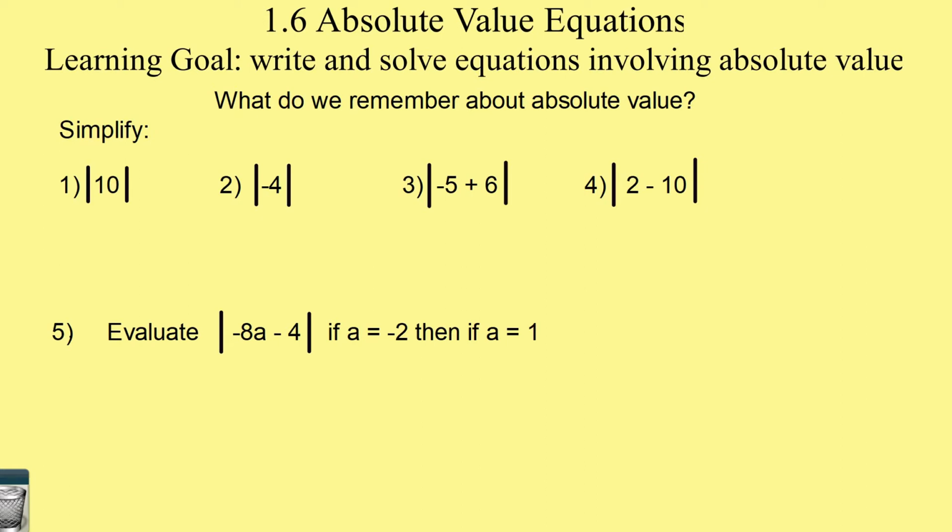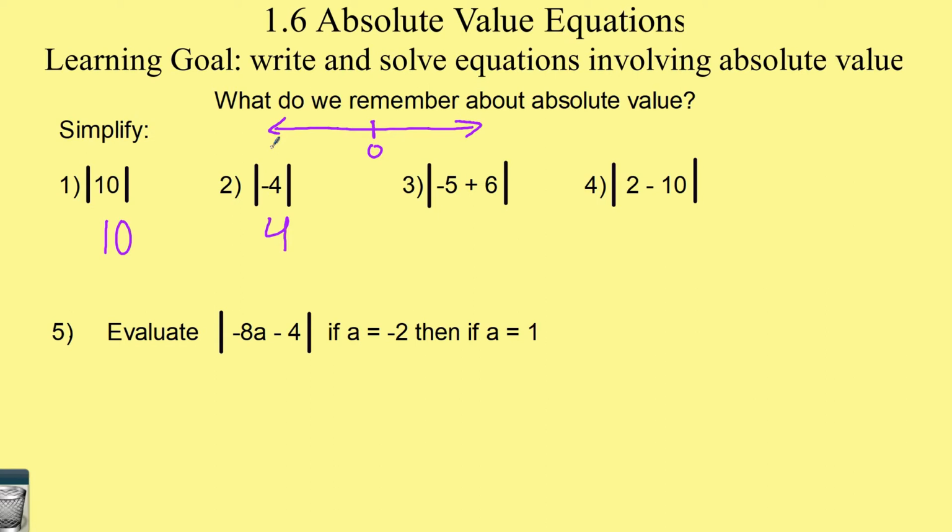Okay. The absolute value of 10, hopefully you remember that as 10. And the absolute value of -4 is 4, because after all, absolute value is just the distance from 0. Okay, so -4 is 4 units from 0. 10 is 10 units from 0.